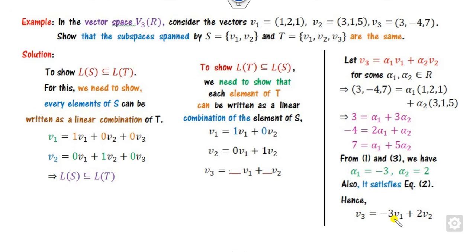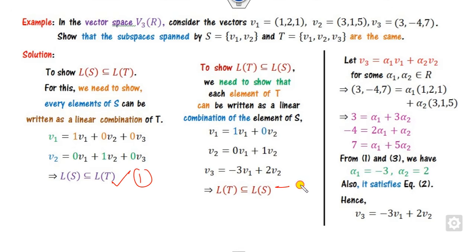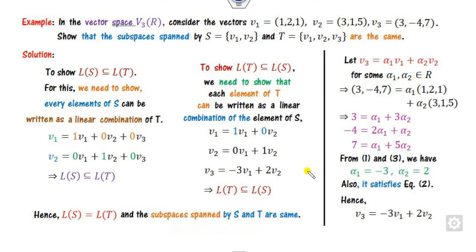Hence, alpha 1 is minus 3 and this is minus 2. So I can substitute these values here. So each element of T can be written as an element of S. It means this is satisfied. So from equation number 1 and equation number 2, what you conclude is that it is a spanner.